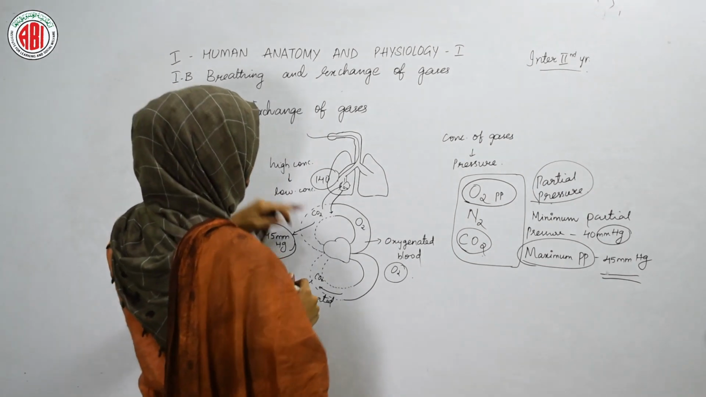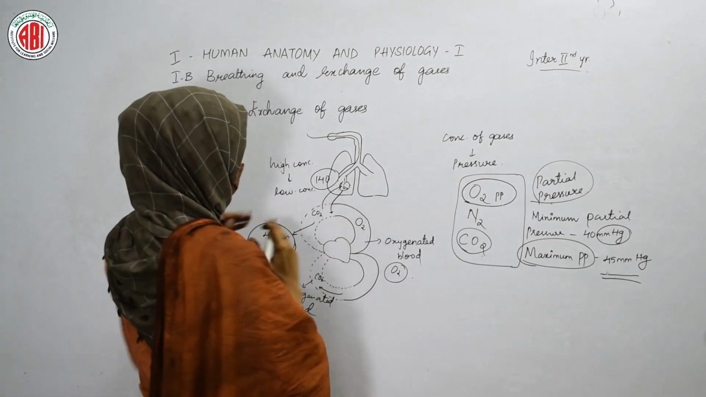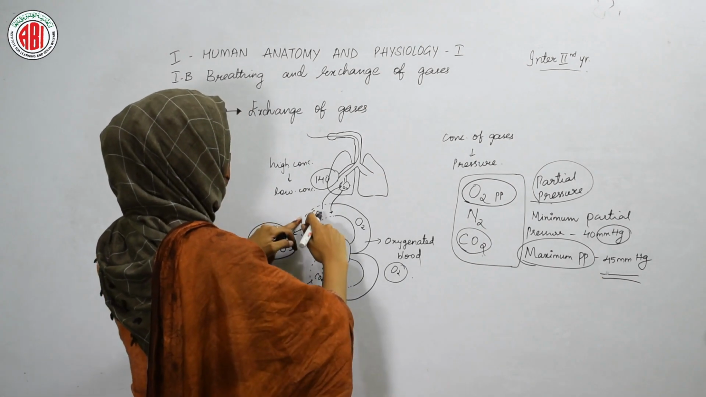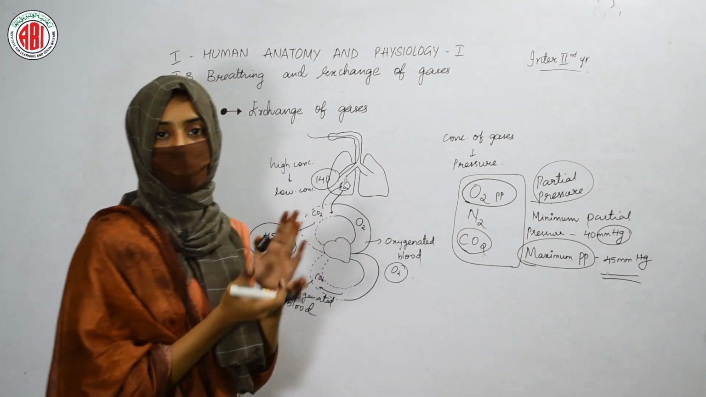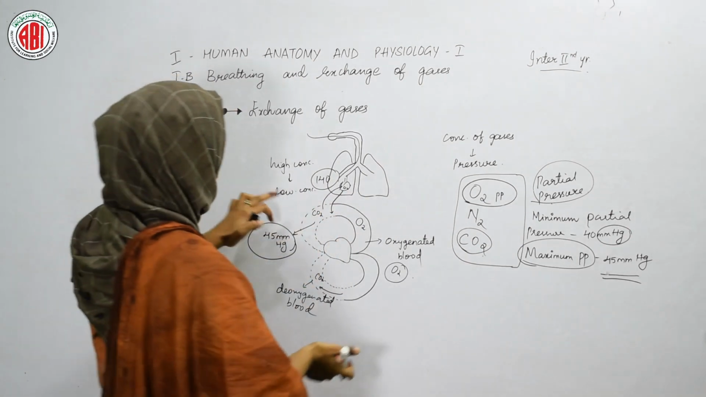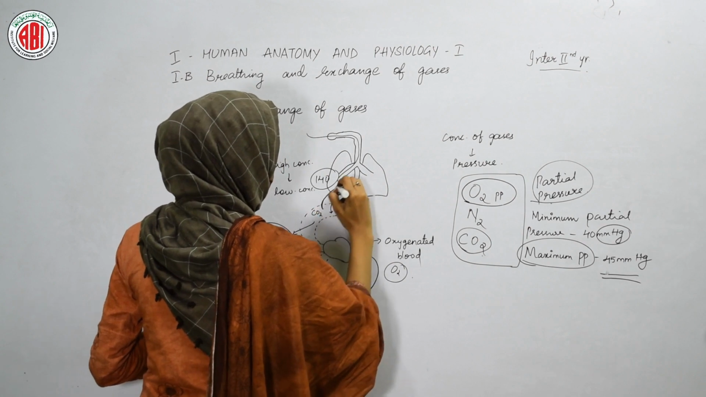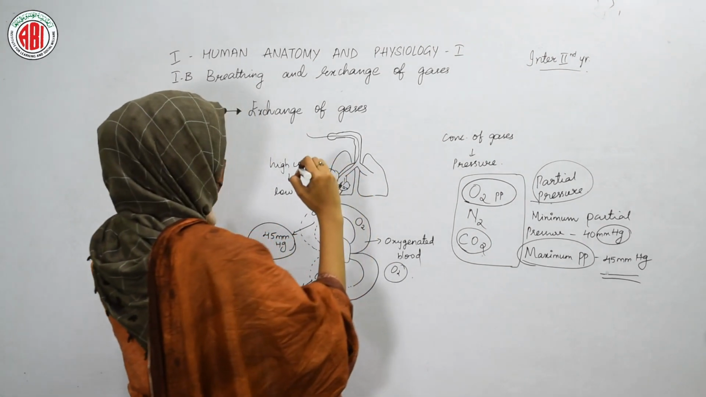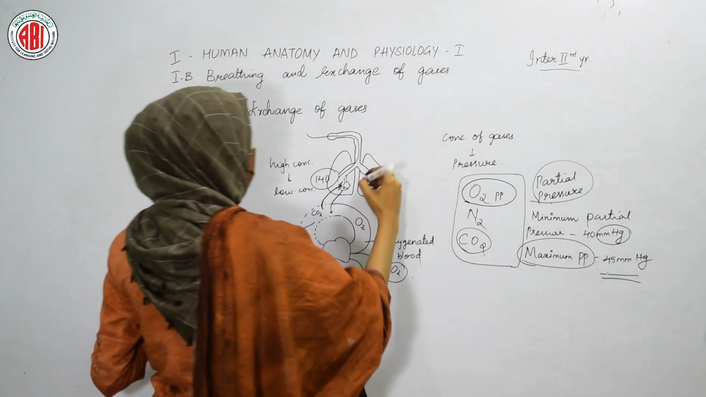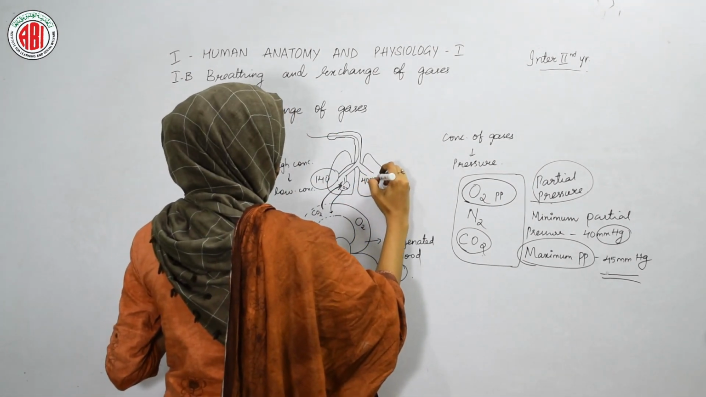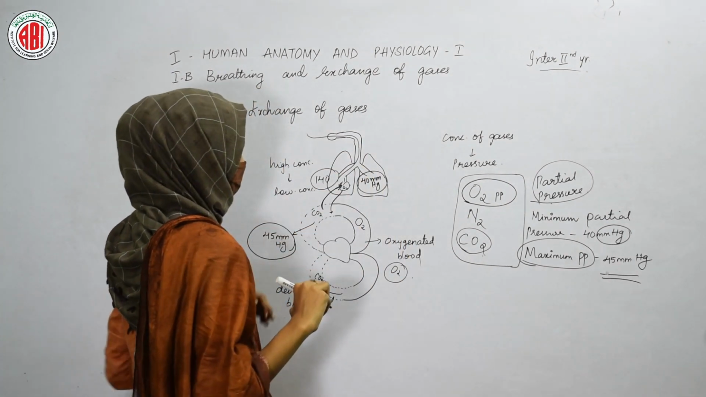What happens? In the deoxygenated blood, the carbon dioxide is high in concentration. So it is going to move towards the region where the concentration of carbon dioxide is low. So the carbon dioxide gas moves into the alveoli. Once it reaches the alveoli, it becomes 40 mmHg. That means a low concentration of carbon dioxide.